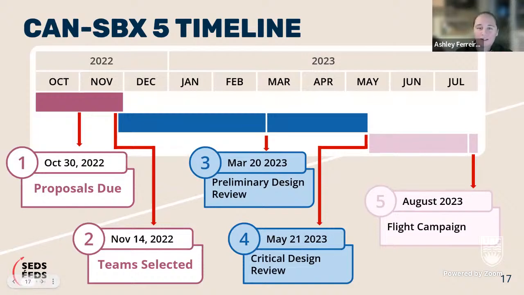So the timeline here is actually, again, quite similar to CAN-RGX. We've opened applications just recently, so you can see a lot of information up on our website. I'll bring that up a little later. But proposals are going to be due at the end of October, on October 30th. And it takes us about 2 weeks to read over all those proposals and select the teams that are going to be part of the coming year's campaign.